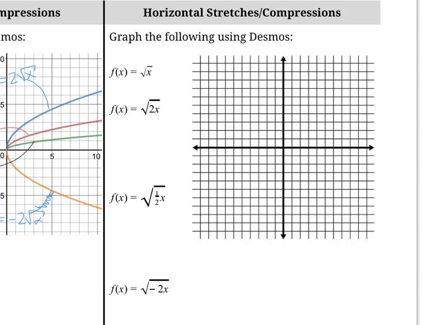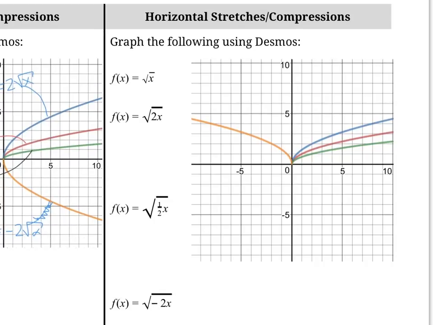Let's take a look at now horizontal stretches and compressions. So if you haven't done so already, take a look at these functions, punch them into Desmos, and quickly sketch them onto the graph here and come back to the video. Once you've graphed them, they should look something like this. So what we're going to do is quickly label them. Our original parent function, that's again in red here. We're just going to label it: this one here was the graph of y equals the square root of x.